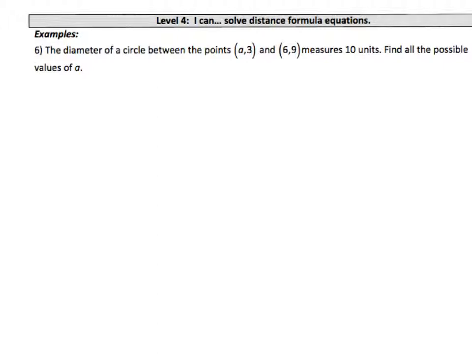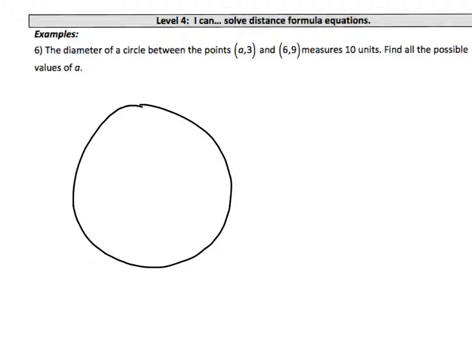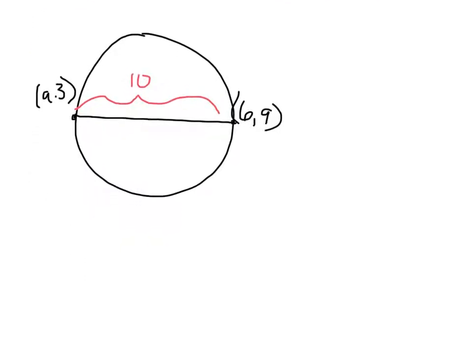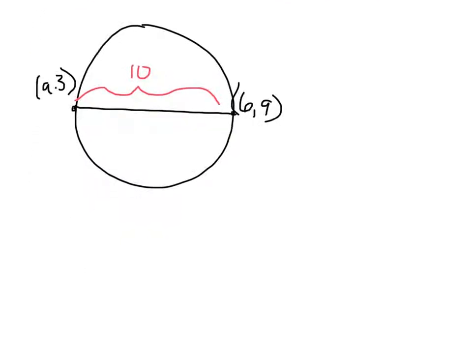So if we've got the diameter of the circle below, so I'm going to draw a picture of a circle. We have the diameter here is going to be (a, 3) and (6, 9). And this measures 10 units. Find all possible values of a. So I know that the distance is 10, so I'm going to set my distance formula equal to 10 and set up my equation just how I would if I knew both endpoints.